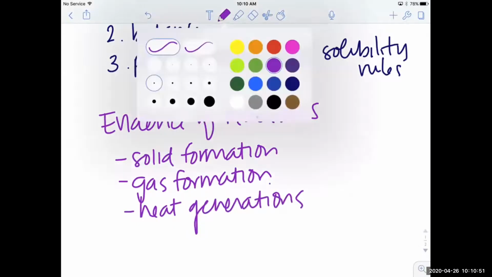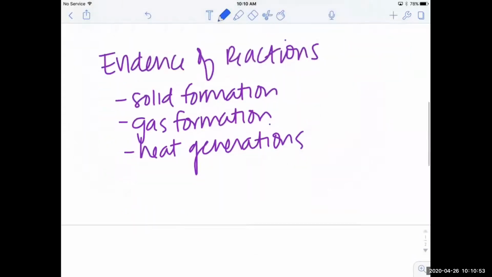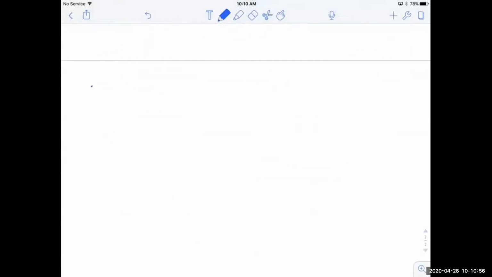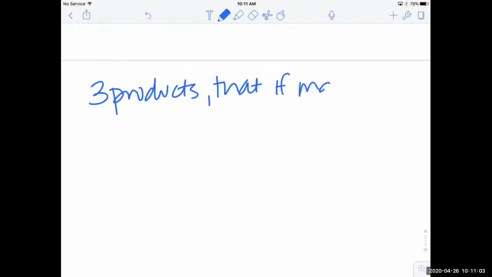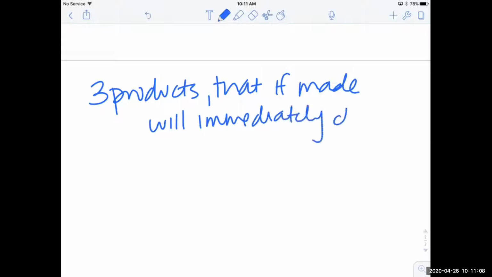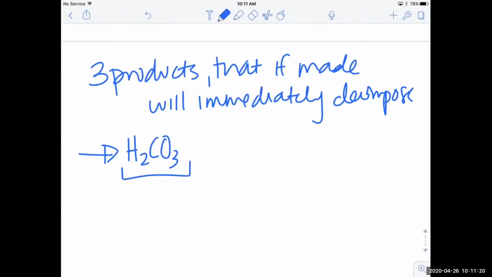The last thing I'll go over before we get started is there are three products that, if made, will immediately decompose. So what I mean by this is that if you make H2CO3 as part of your double displacement reaction, so this is the product, if it's on the other side, what's actually going to happen is this is going to immediately decompose into H2O liquid and CO2 gas.